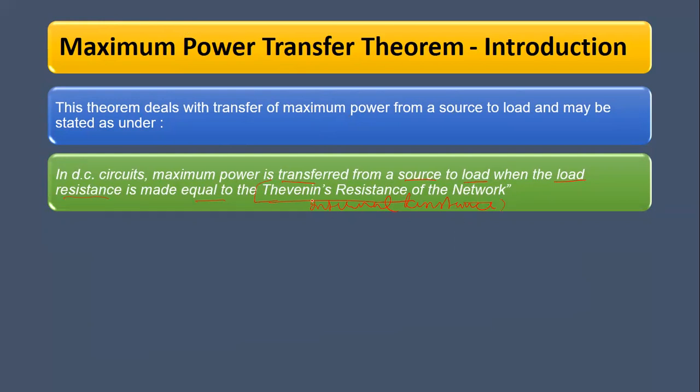So when these two resistances match or are equal, at that point the maximum dissipation of power is made by the load. You can understand it either way: the maximum power is transferred by the source to the load, or the maximum power is dissipated by the load, received from the source. So as per the statement, when RL is equal to RTH, maximum power is transferred from source to load.